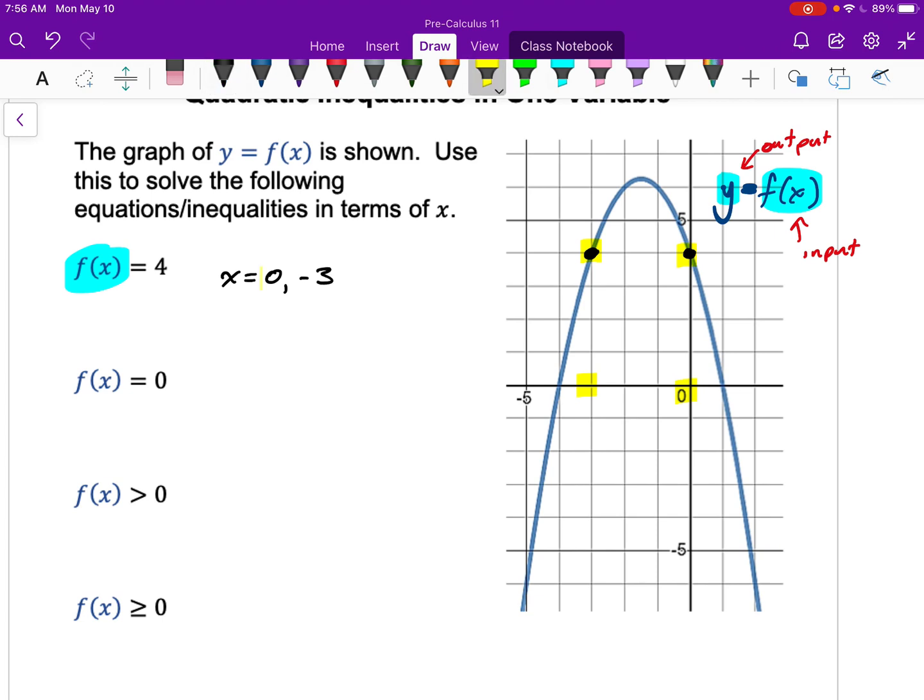So notice I solved an equation using a graph. And if I actually gave you the equation of function f, which again we could figure out using previous lessons, I could solve this algebraically and I should get the same answers.